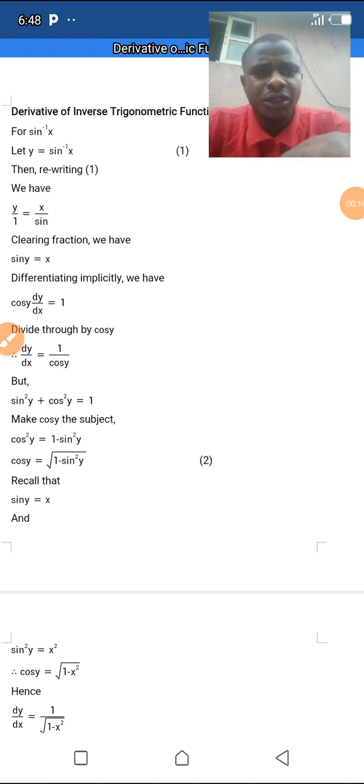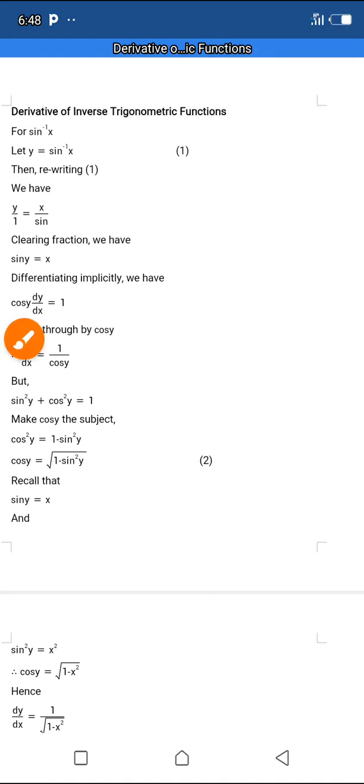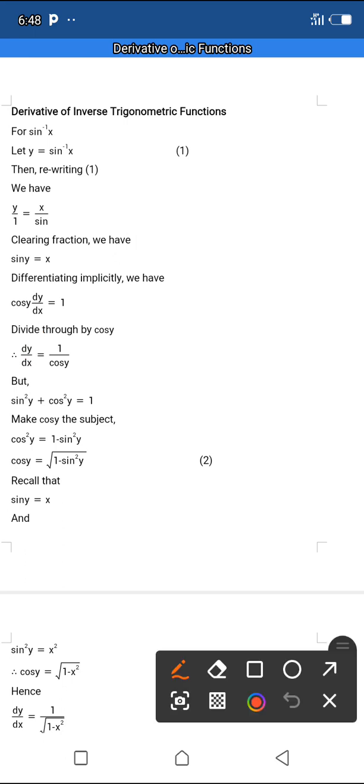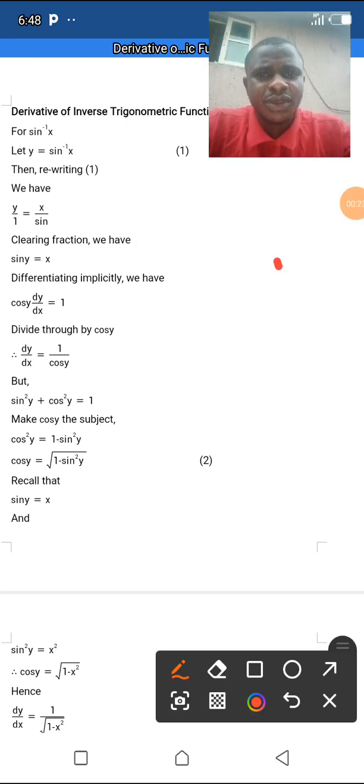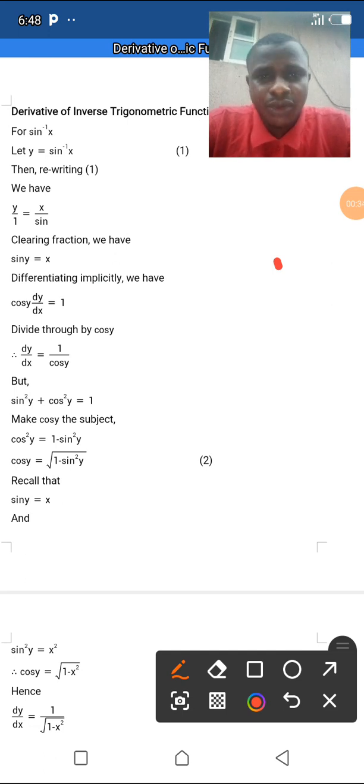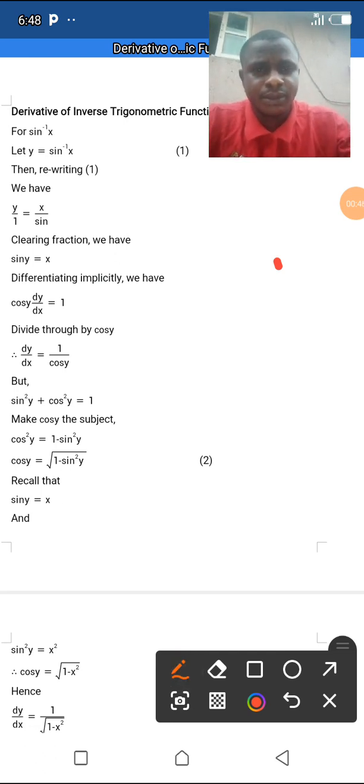I want to fulfill the promise I made you of posting the derivative of inverse trigonometric functions and the solution on your WhatsApp platform through YouTube. Here you have the derivative of inverse trigonometric function.